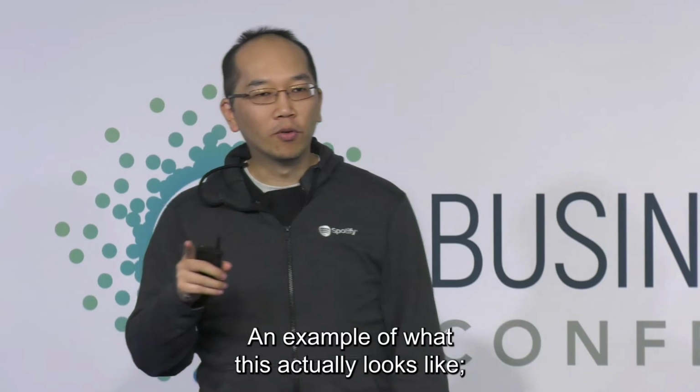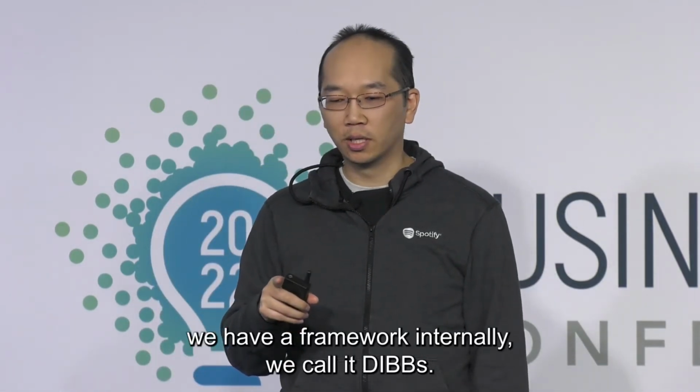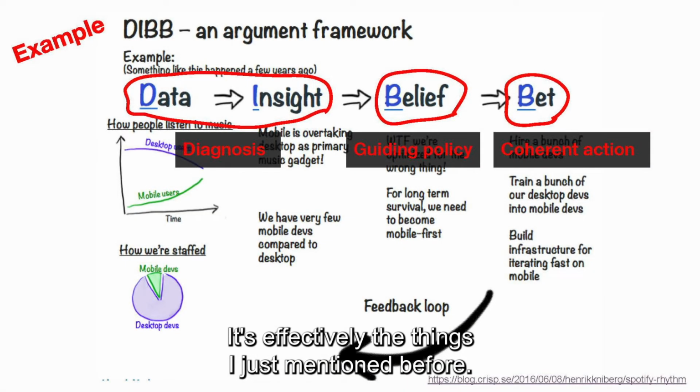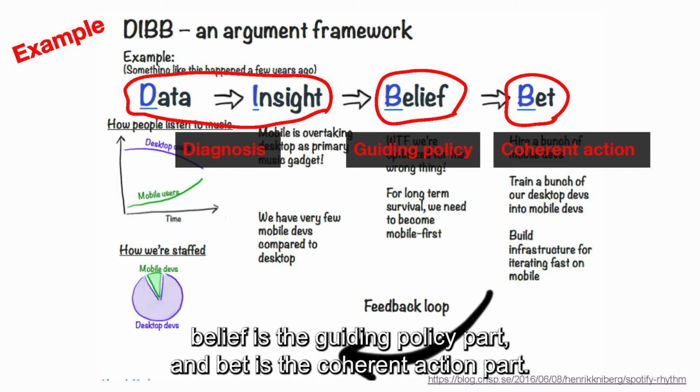Okay, an example of what this actually looks like. We have a framework internally that we call DIBS: data, insight, belief, bet. It's effectively the things I just mentioned. Data and insight are the diagnosis part, belief is the guiding policy part, and bet is the coherent action part.